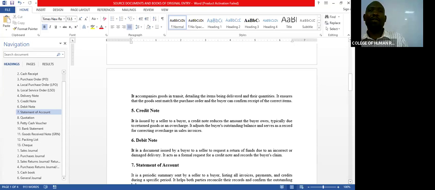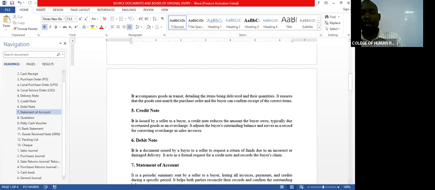Maybe some of the goods received were damaged, or in other cases, there was an error in preparing the invoice. Maybe there was a mistake in the addition of the cumulative amount. You alert the seller by sending a debit note, requesting that particular seller to send you a credit note that is now going to capture the correct amount payable.